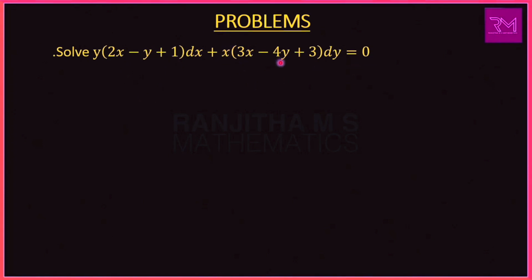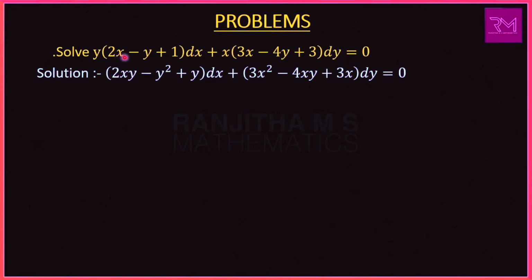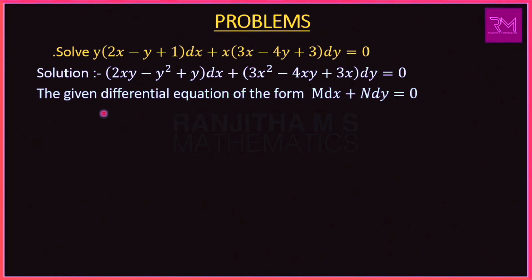Here, multiply x inside the bracket and y inside the bracket and write it as (2xy - y² + y) dx + (3x² - 4xy + 3x) dy = 0. Hence, we can conclude that the differential equation is of the form M dx + N dy = 0. Next step, find M and N values. That is, M is 2xy - y² + y and N is 3x² - 4xy + 3x.